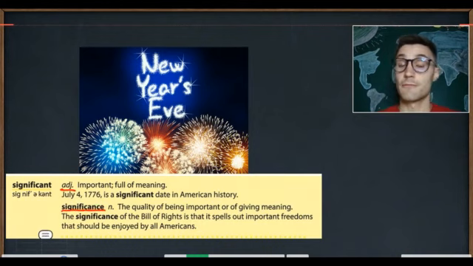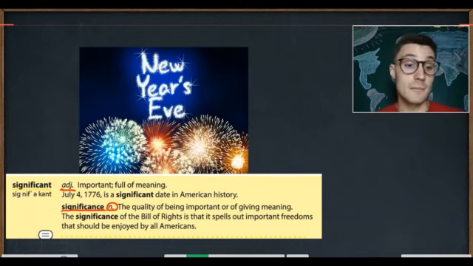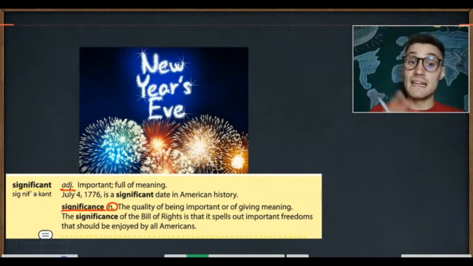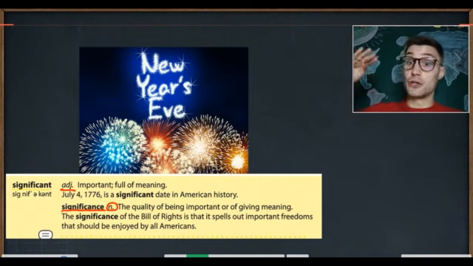Significance, that's a different form of the word. Significance is a noun. It's the name of the quality of being important or of giving meaning. The significance of the Bill of Rights is that it spells out important freedoms that should be enjoyed by all Americans. The important thing about something is the significance. The significance of a college degree is that you can get a very good job.